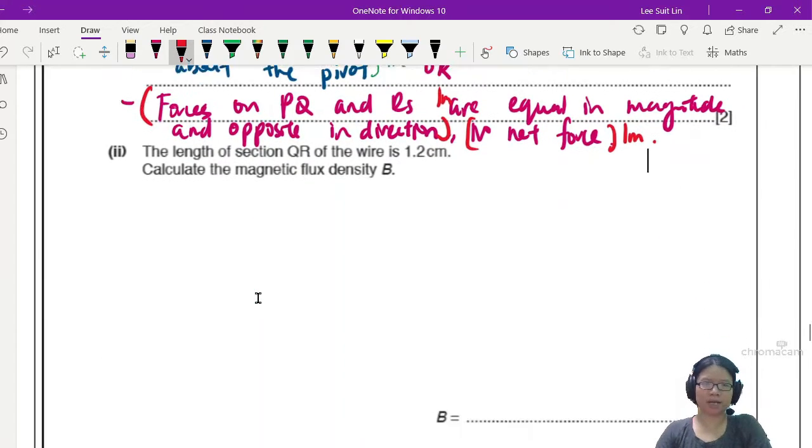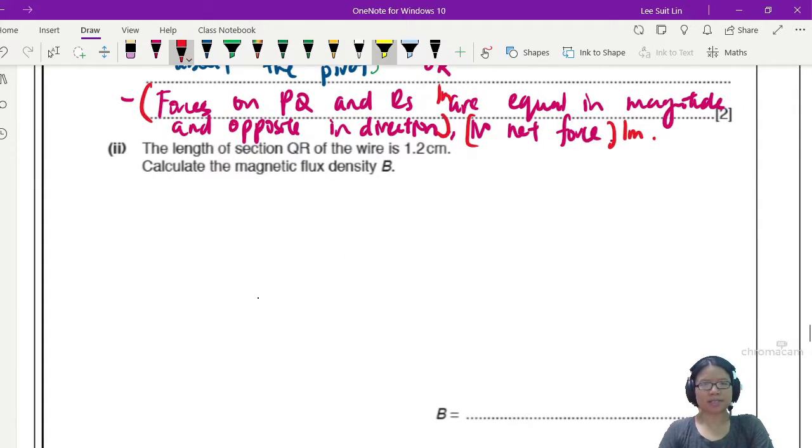Okay, part 2. Calculate the section QR. The length of QR is 1.2, sorry. Calculate the magnetic flux density B. If you remember the equation that I've quoted just now, magnetic force is equal to BIL.